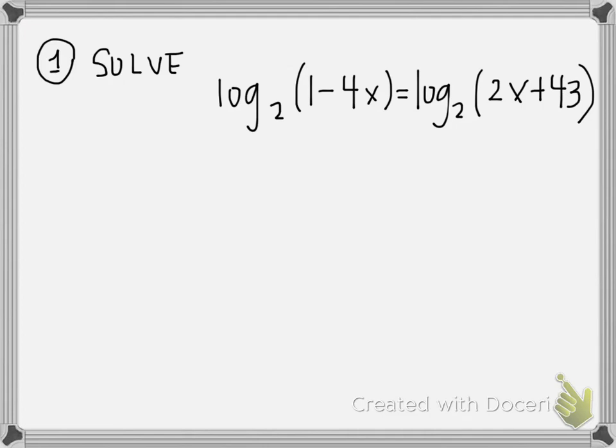Okay, so with this one, I have log base 2 of 1 minus 4x is equal to log base 2 of 2x plus 43. So my logs here are the same, right? There's one single one on the left and there's one single one on the right. So I'm going to be able to set what's inside there equal to each other.